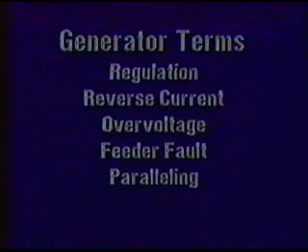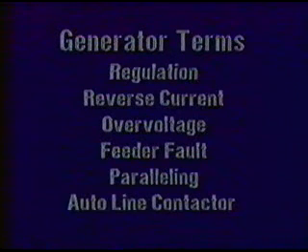Since there are two complete generator systems on board the aircraft, an additional consideration must be made: equal sharing of the electrical load by both generators. We refer to this as paralleling, making sure that each generator is doing its share of the electrical work, no more, no less. The last function is automatic line contactor control. This function acts as a single point disconnection for the generator and the aircraft's wiring.